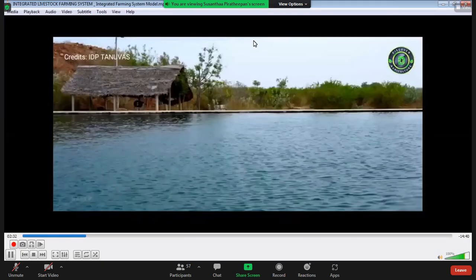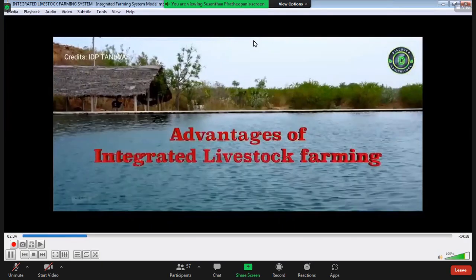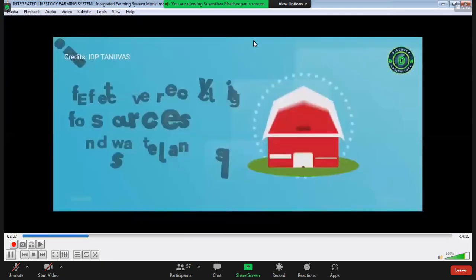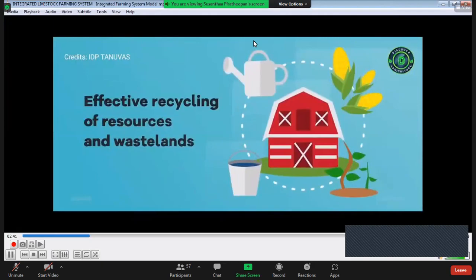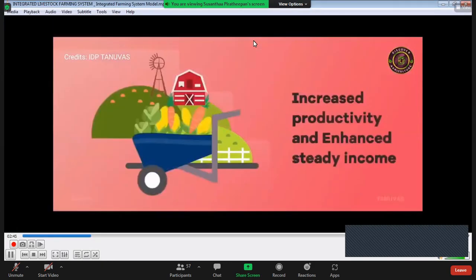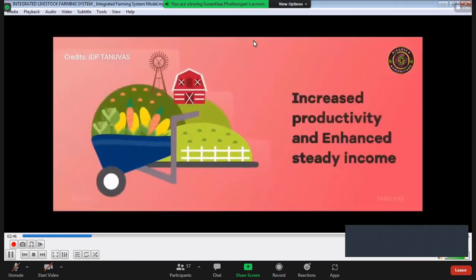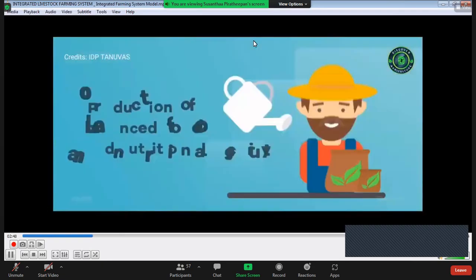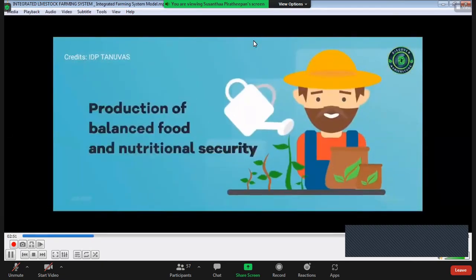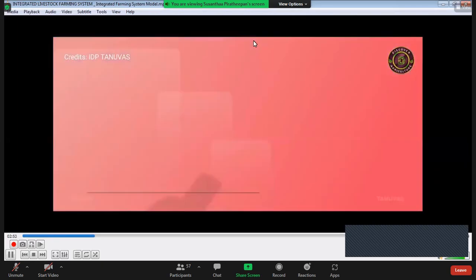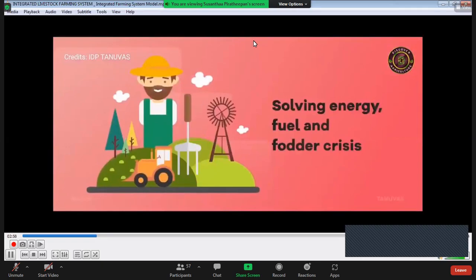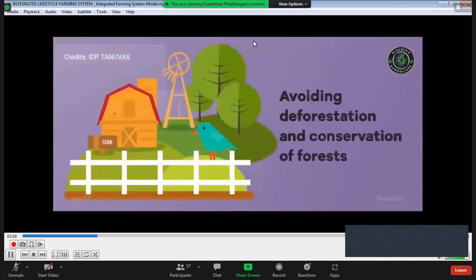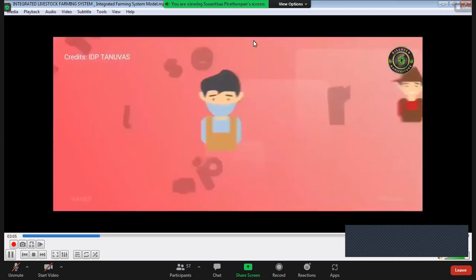Advantages of integrated livestock farming. Effective recycling of resources and wastelands. Increased productivity and enhanced steady income. Production of balanced food and nutritional security. Solving energy, fuel, and fodder crisis. Avoiding deforestation and conservation of forests. Increased employment generation.